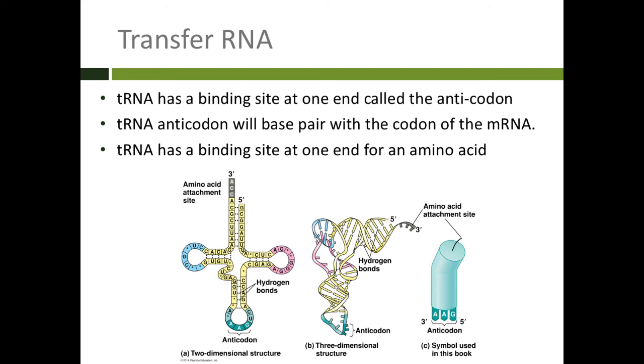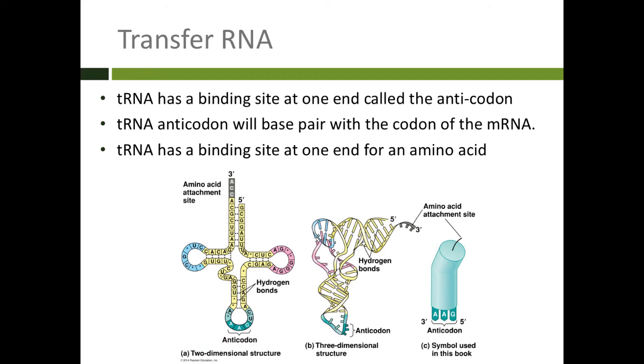At one end of the tRNA molecule, there is an anticodon. This is complementary to a codon on the messenger RNA. Remember, a codon is a group of 3 nucleotides. The tRNA will base pair with a specific codon. In this case, of this tRNA molecule, it will base pair with a codon that reads UUC.